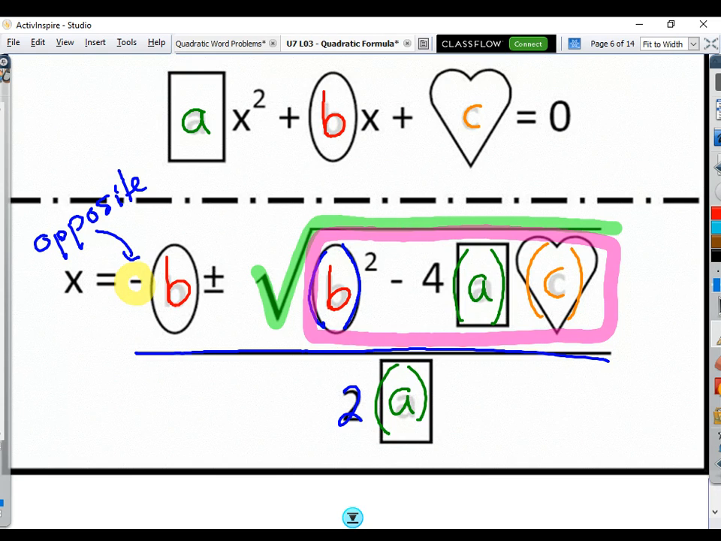So this looks crazy, but the best way to really get into it is to do an example. So in the next video, you're going to see an example of how the quadratic formula solves a quadratic.